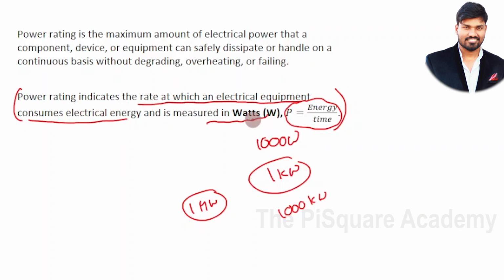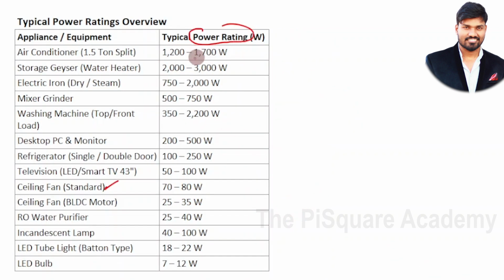So it is a rate at which consumption is happening, and a maximum amount of power. Whatever you see right now, they're all the maximum capacity which they can handle. Suppose you're saying a ceiling fan is 80 watts. It does not mean it always consumes 80 watts. Its maximum consumption is 80 watts. Take an air conditioner of 1500 watts. It does not mean it is always consuming 1500 watts. At its best, when it is giving its best cooling, then it will consume 1500 watts.